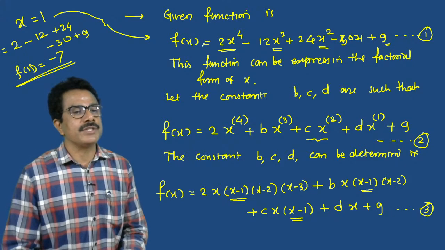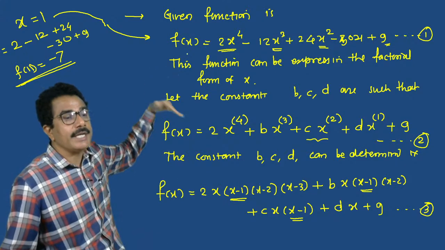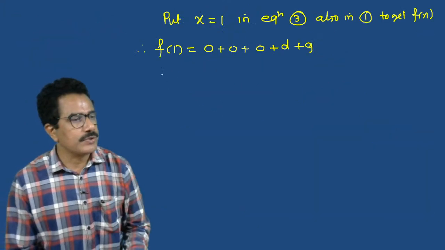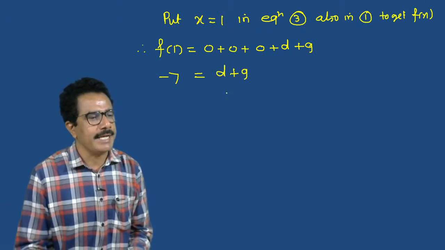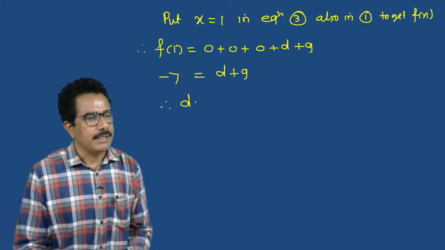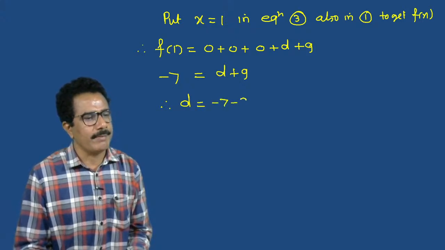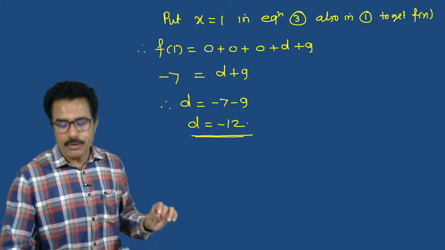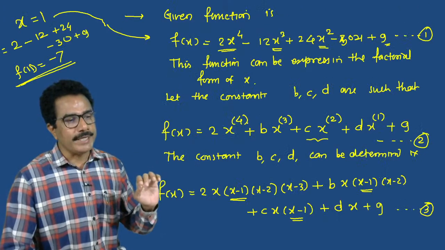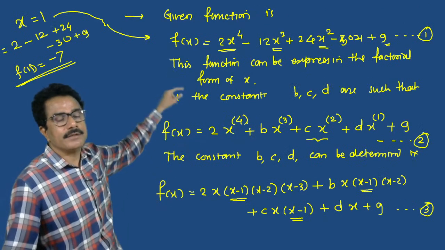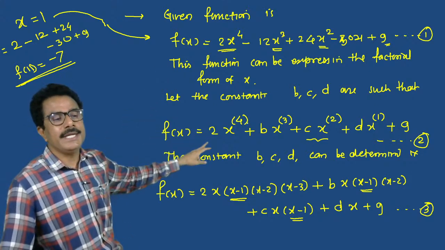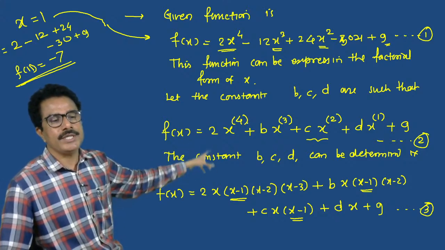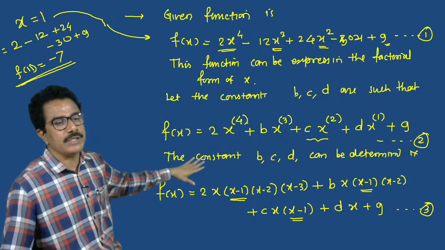So if we put x is equals to 1 in equation 1, then we get f of 1 is equals to minus 7. So we can write this as minus 7 which is equals to d plus 9. So d is equals to minus 7 minus 9, d is equals to minus 12. In this way we can obtain the value of d, because we have to write a given function into its factorial form. So we need the coefficients b, c, d which convert the given function into factorial form.